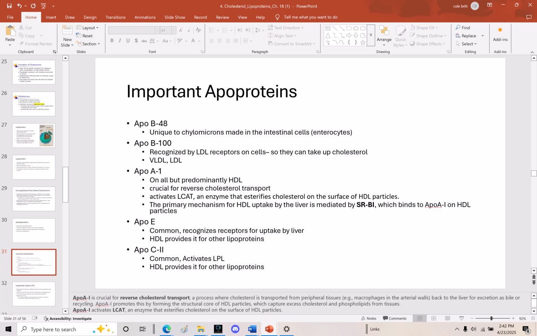So HDL has a second function. It doesn't just do reverse cholesterol transport. Another one of its functions is just to act as a reservoir. And so if it sees a chylomicron swimming by, it will give it an ApoE and an ApoC2. If it sees a VLDL swimming by, it will give it ApoC2 as well as an ApoE. So that's why HDLs have all those proteins. They're actually holding them to give to the other lipoproteins as well. And specifically the ones that it's carrying and holding for the others are ApoE and ApoC2.